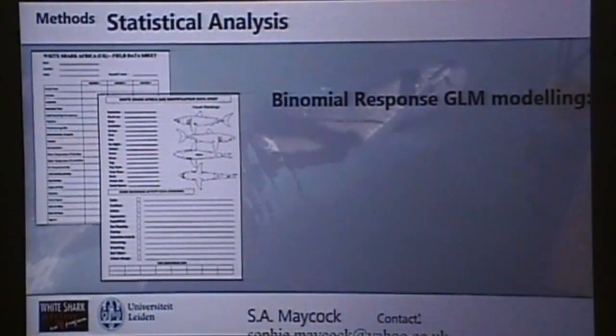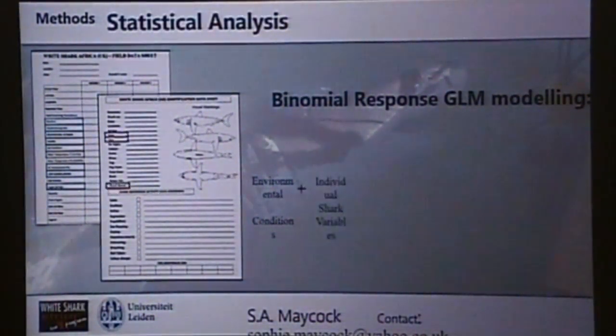So I have been analysing these data using binomial response GLM modelling with as many variables as I could possibly think of. So these include environmental conditions. This included the weather, the water conditions, temperatures, and also individual shark variables. So this included the sex and the size of the shark, and also the name that was used to identify it if it was recognized.